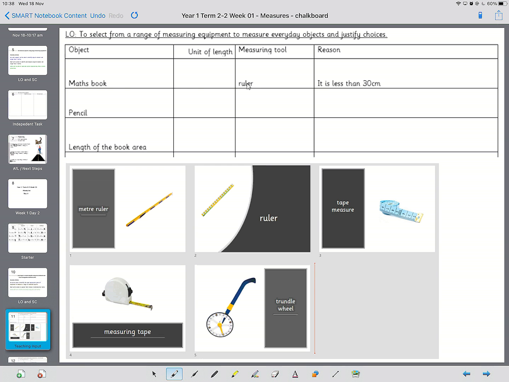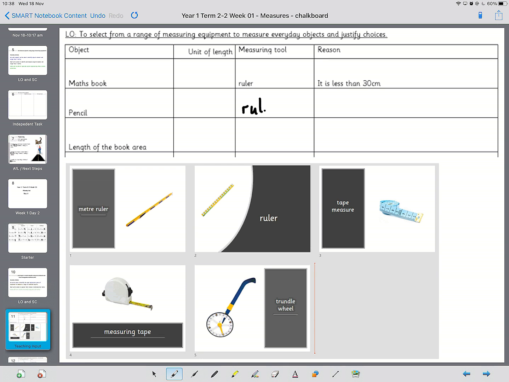But the first one, if we were doing a maths book, we would use a ruler. The reason for that is it is less than 30 centimeters and the ruler is exactly 30 centimeters. So anything that's smaller than 30 centimeters, a ruler is a really good choice. So what do you think about pencil? Pencil is also going to be a ruler.